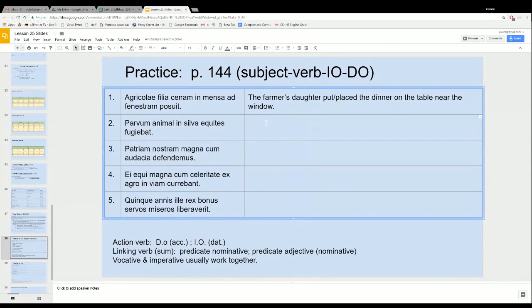All right, I'm going to do Alexis here. Okay, the small animal. We have our subject. Now grab your verb. Was in the forest. Oh, but Oh, fugio.